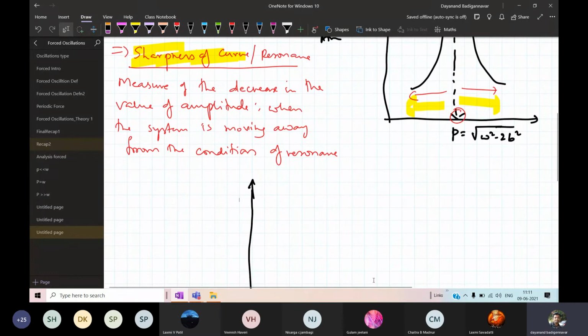Measure of the decrease in the value of amplitude when the system is moving away from the condition of resonance.